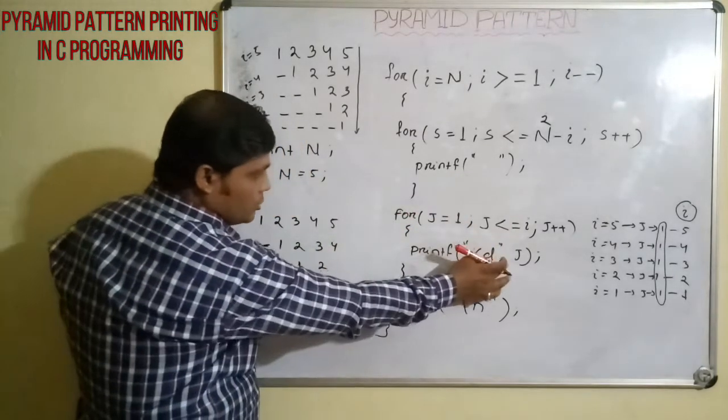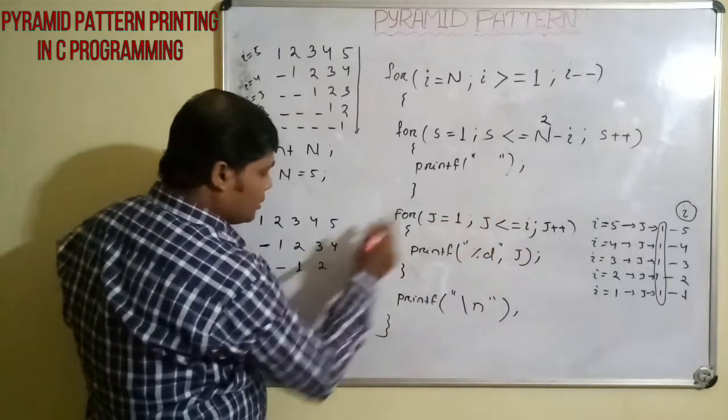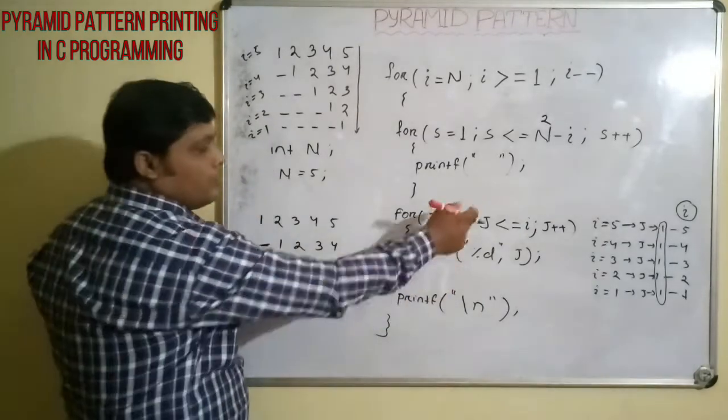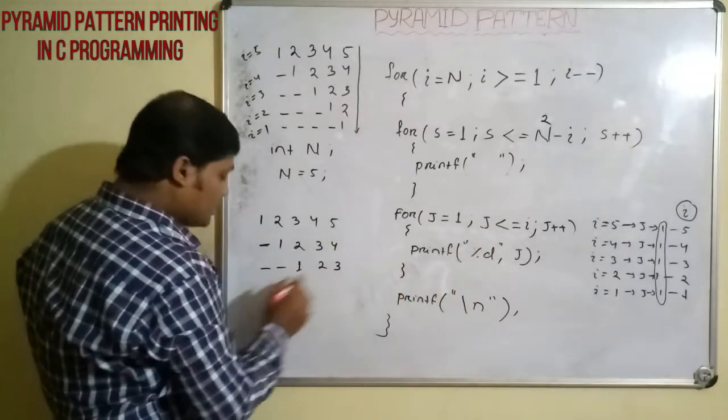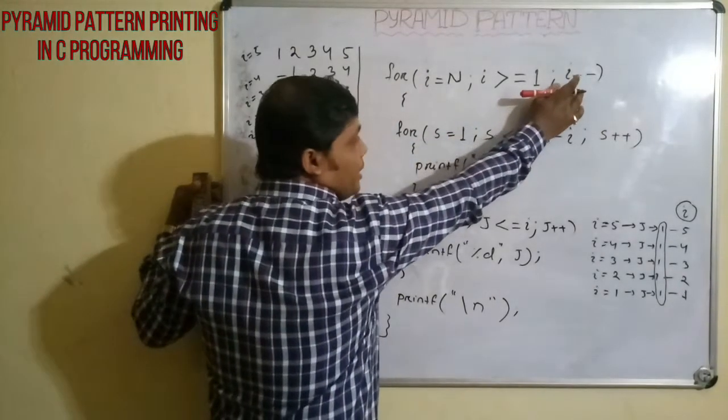When j value is 2, 2 less than or equal to 3, yes, it will print 2. When j value will be 3, 3 less than or equal to 3, yes, it will print 3. When it will be 4, it will go out of this loop, then print a backslash and it will go to the next line. Then the i value will be decremented.